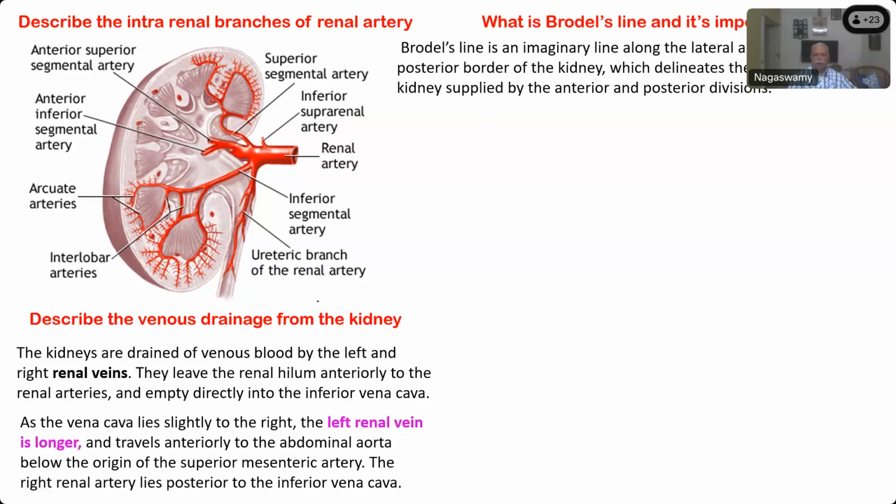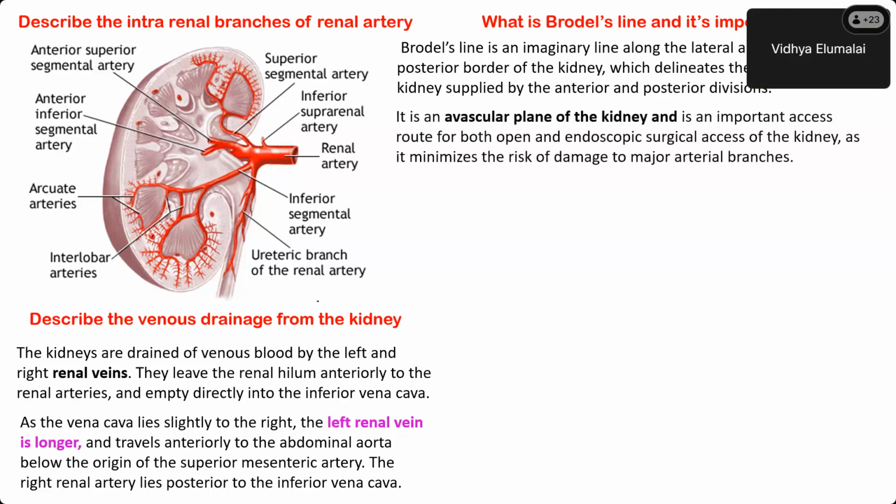It is an imaginary line along the lateral and slightly posterior border of the kidney, which separates or gives an identification between the areas supplied by the anterior and posterior divisions of the renal artery. Where is this knowledge useful? Approaching the kidney in this area will decrease the blood loss. Excellent, very good. It is an avascular plane of the kidney and is an important access route for open or endoscopic procedures.